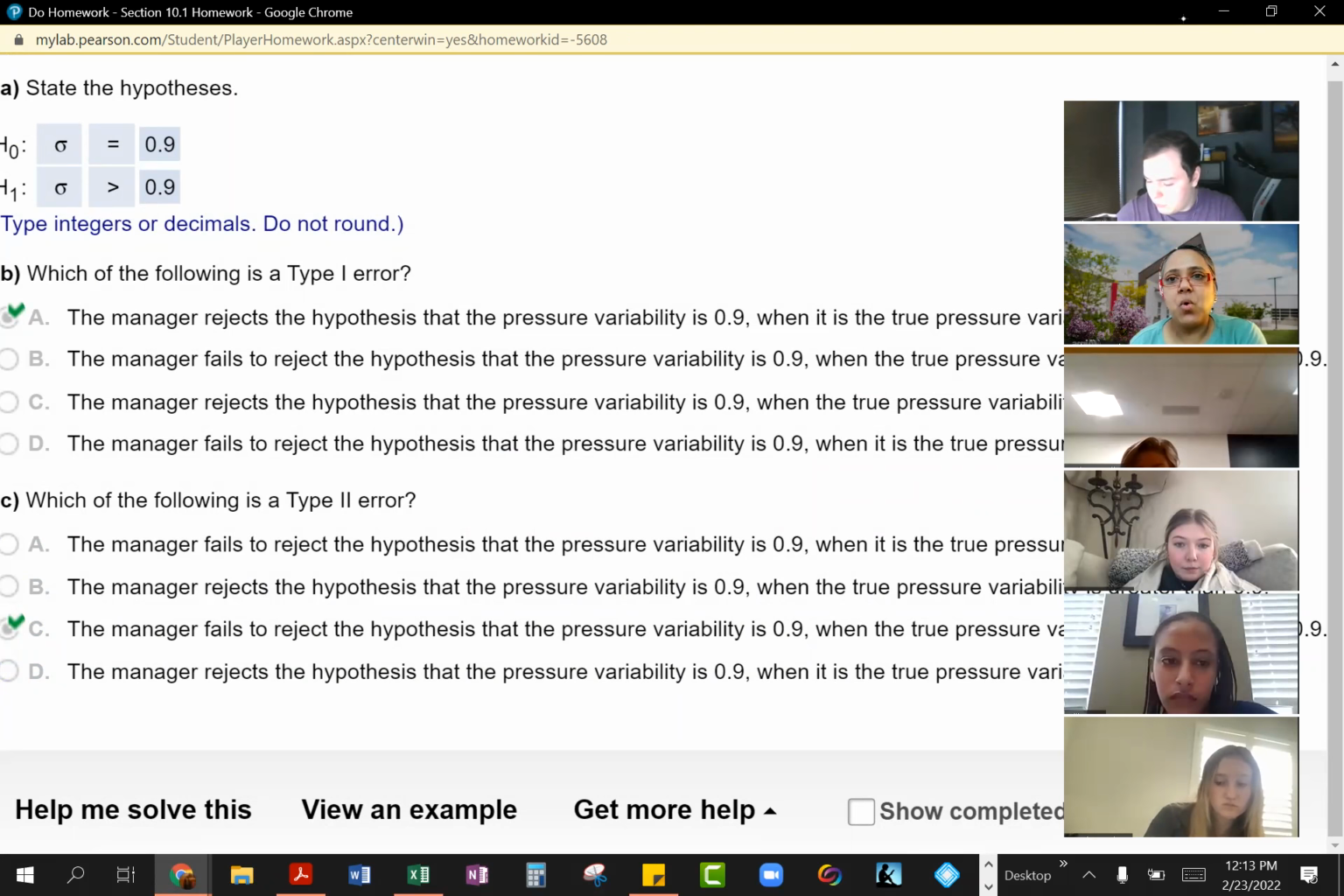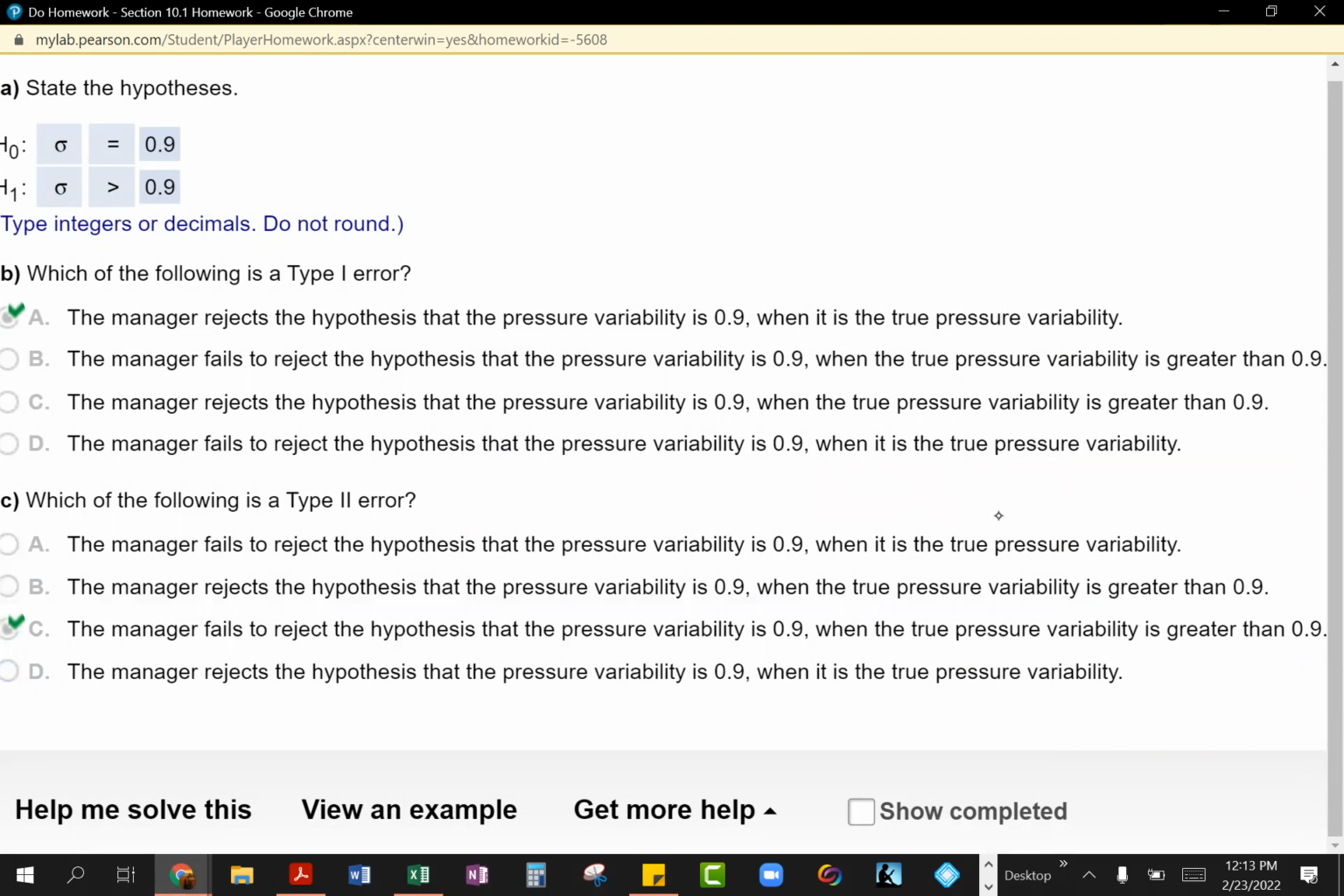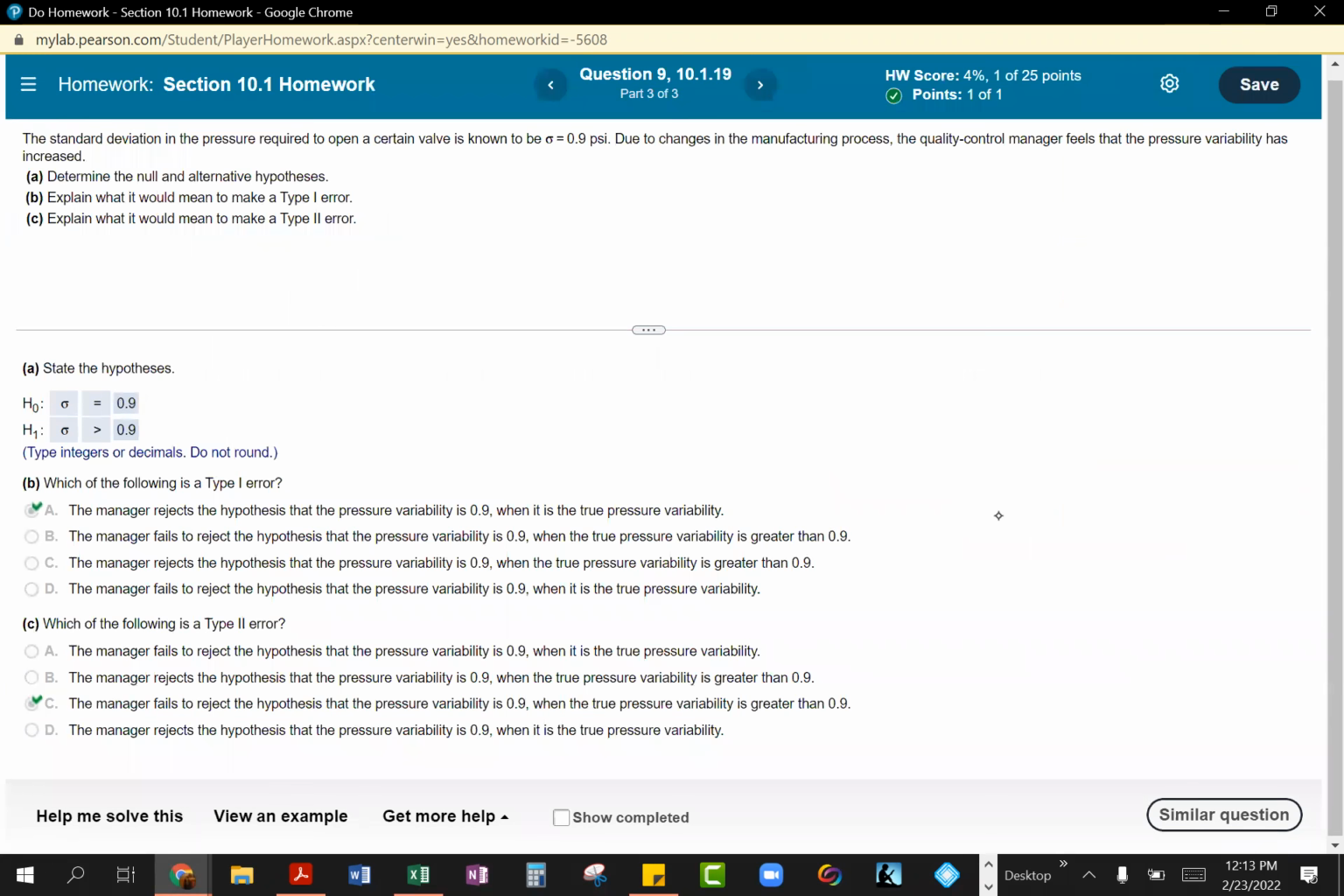So this one was more based on the theory behind your null hypotheses and alternate hypotheses, and how to understand and interpret what type 1 error and type 2 error mean in this case. So did any of you have a question on this one over here?